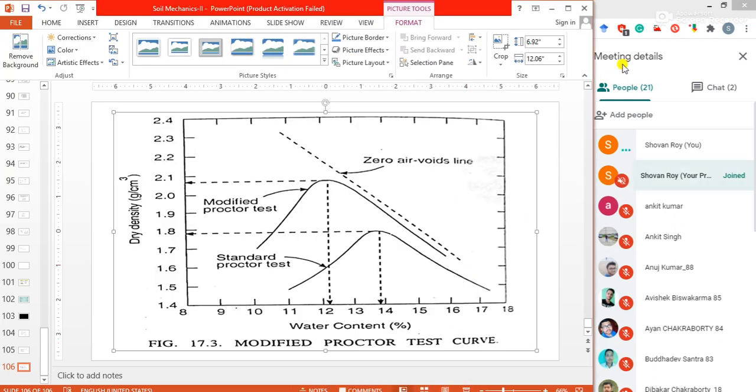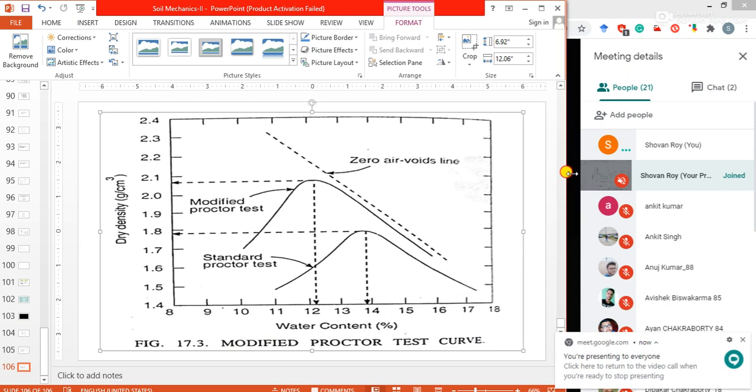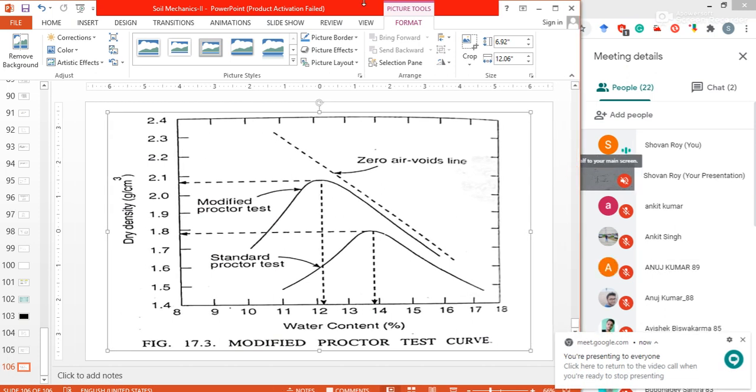After that, we have another test, that is the modified Proctor test. Just listen. Higher compaction is needed for heavier transport and military aircraft. Military aircraft means for airport, construction of airport.